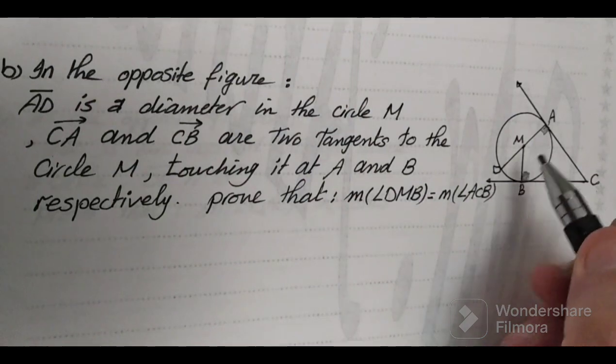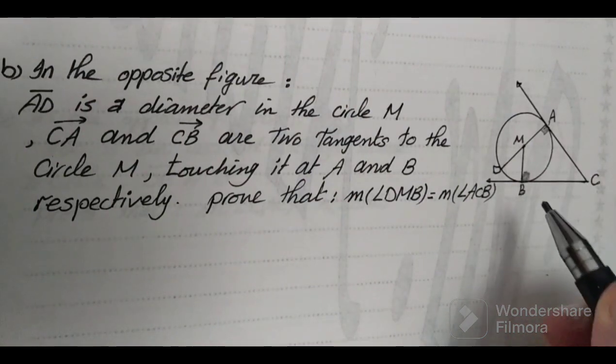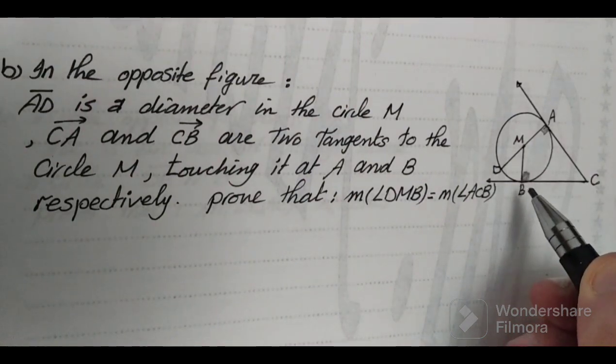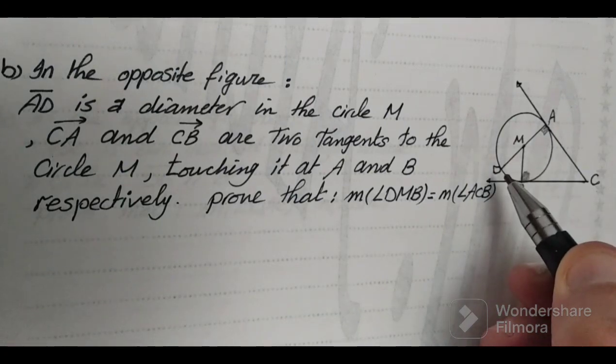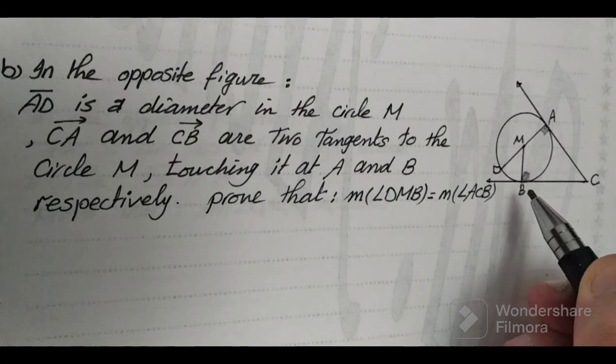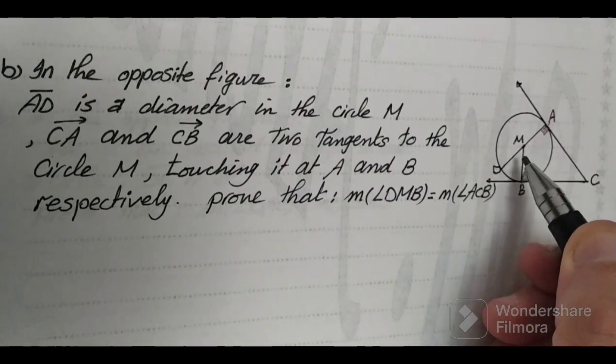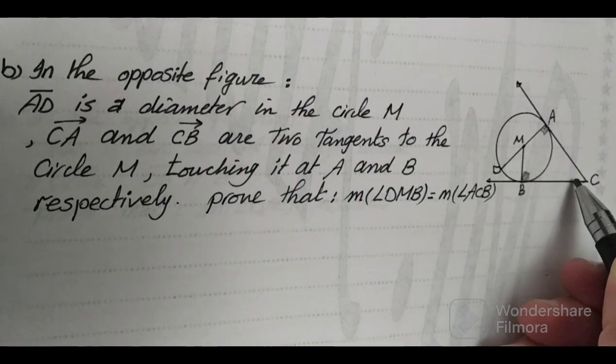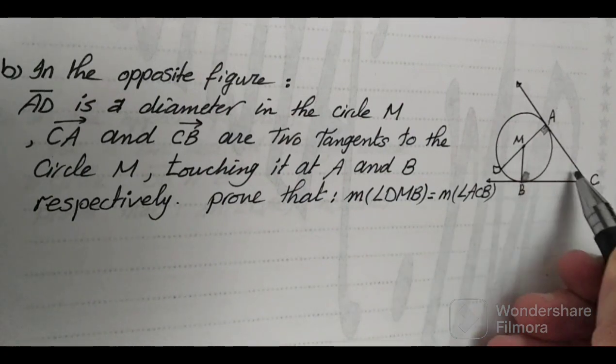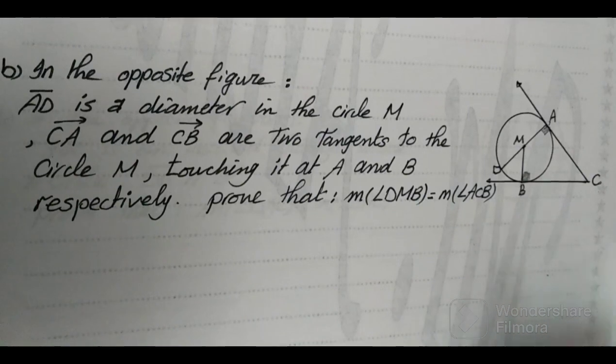From the properties of a cyclic quadrilateral, since angle BMD is an exterior angle, the measure of the exterior angle equals the opposite to its adjacent, therefore the measure of angle BMD equals the measure of angle C. Okay.